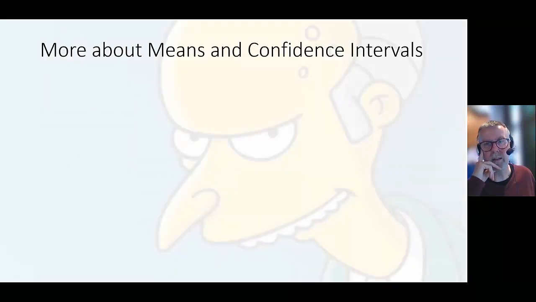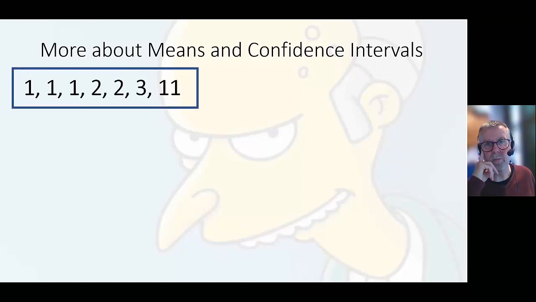I want to take a step back and say a tiny bit more about the mean. Let's go back to our nice, small, easy to play with dataset that I used in the last video. You may recall the mean, which is sometimes denoted as x bar, was 3, which was the total, 21, divided by the number of values in the dataset, which was 7.